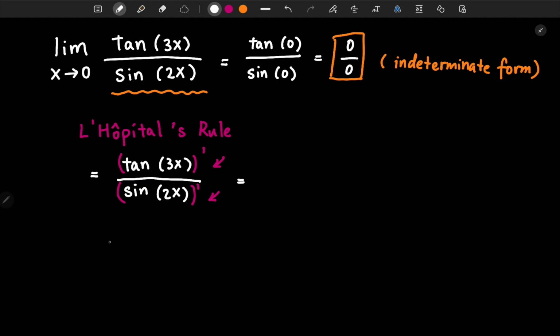Okay, so what's the derivative of tangent 3x? We know the derivative of tangent x is equal to secant x squared. In here, because we have a 3x inside, we need to use the chain rule, which gives us secant 3x squared times the derivative of the inner function, which is the derivative of 3x, and then times 3.